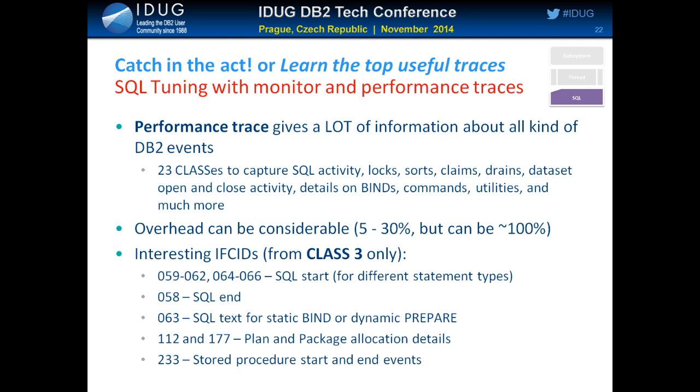Then sorting, claims, drains, dataset open and close activity. Then details on the binds, commands, utilities. You see, there is pretty much everything that you want to know. But again, you should use that carefully, only when we really need to. Because for some cases, like locking, which is probably the worst example, if you want to see every lock, you can imagine how much data it may generate and what the overhead could be for every lock. Or IOs. I didn't put it here. If you want to see every IO, that would be a lot of data.